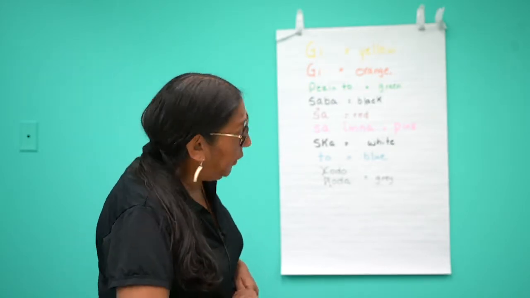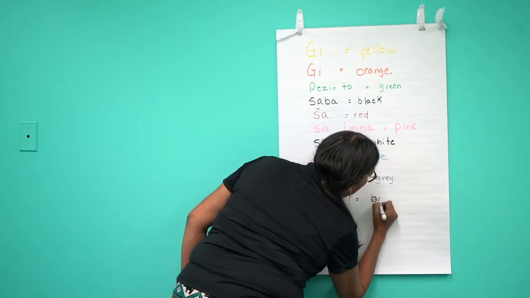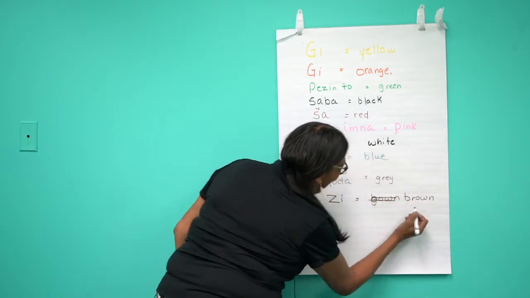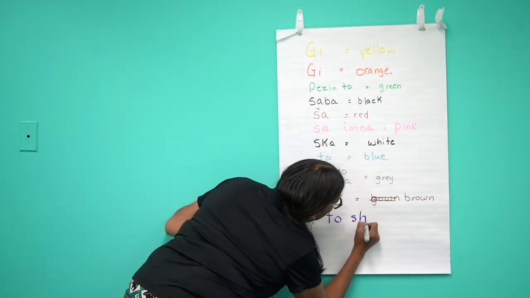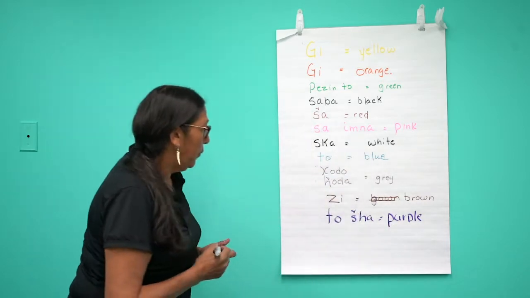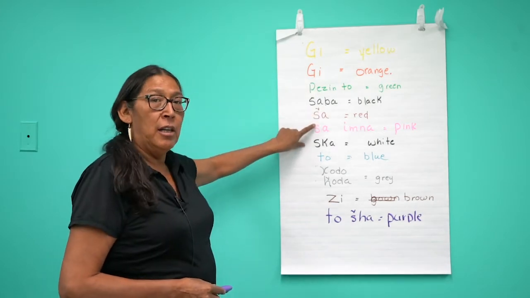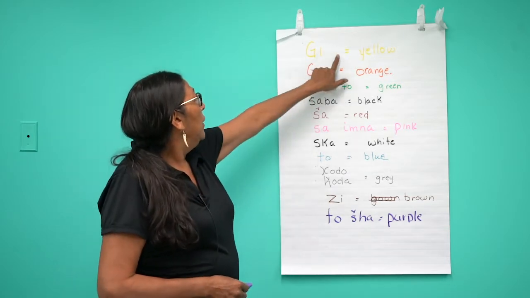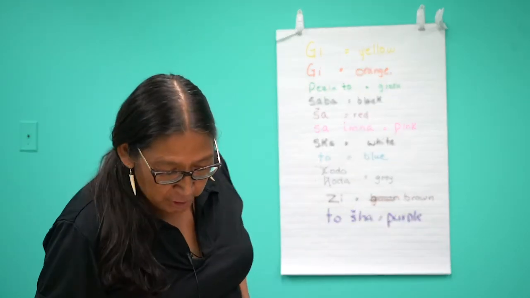And our last color that I'm going to share with you. Z. Oh, going to put brown with a... Oh, I forgot my R. Sorry. Can't spell brown in English. Kidding. Z. Tosha, purple. Ri, ri, pejinto, saba, sha, sha imna, ska, to, hoda, zi, tosha. Yellow, orange, green, black, red, pink, white, blue, gray, brown, purple. Those are all your colors of the rainbow, people.